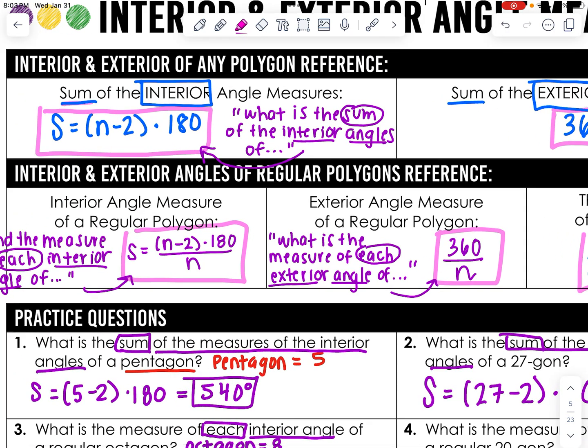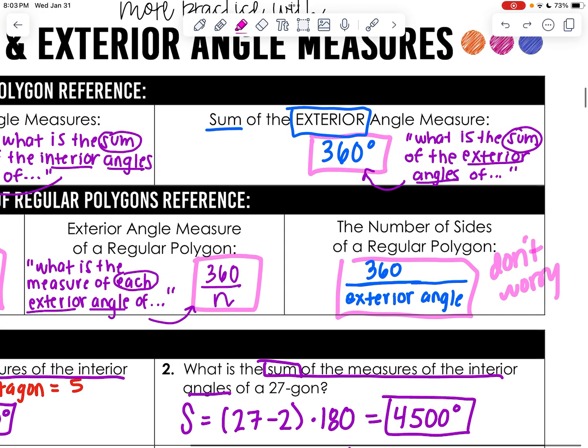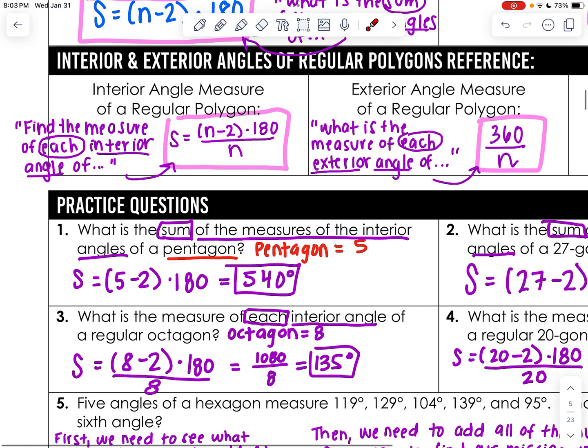The sum of interior angles, you use this formula, okay? The sum of the exterior angles is always 360. If it asks, what is the sum of the exterior angles? Your answer is always going to be 360. When it says find the measure of each interior angle, you use this formula. When it says what is the measure of each exterior angle, you use this formula.